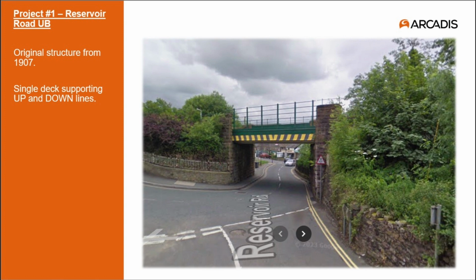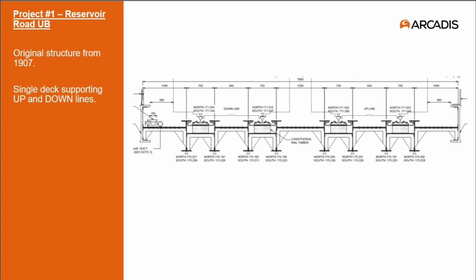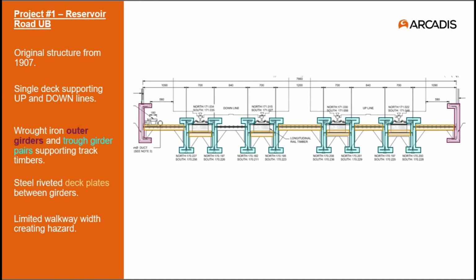The original structure was completed in 1907, which made it over 100 years old by the time we started on this project, and it consisted of a single deck supporting both branch lines of the route. The original deck structure was formed of wrought-iron outer half-through girders, and then pairs of inner girders that formed troughs supporting the longitudinal track timbers. Between those, riveted steel deck plates connected each girder to form the remaining deck.